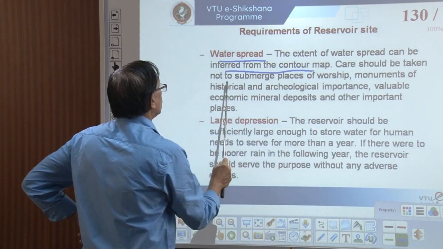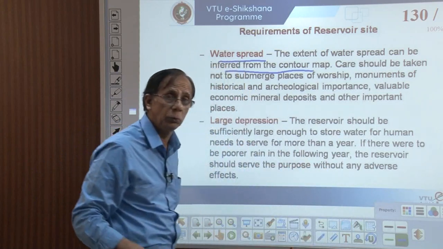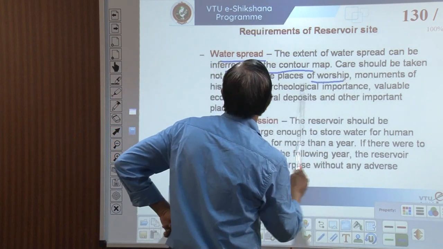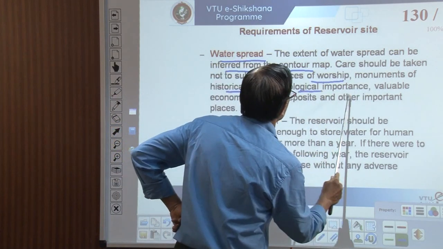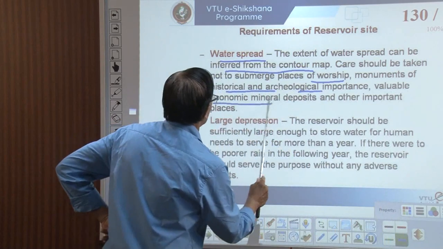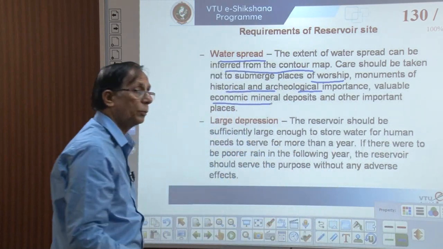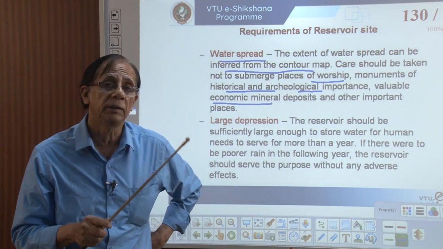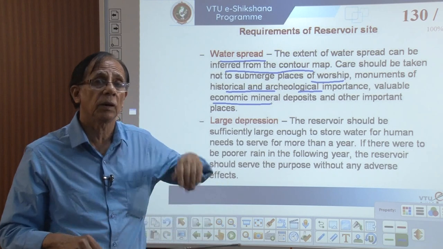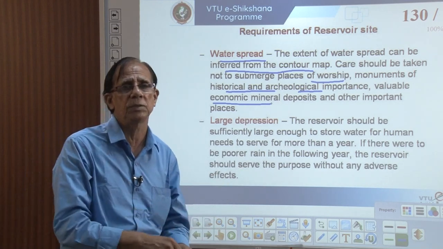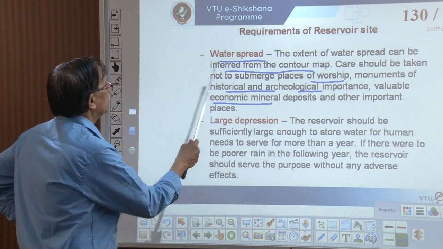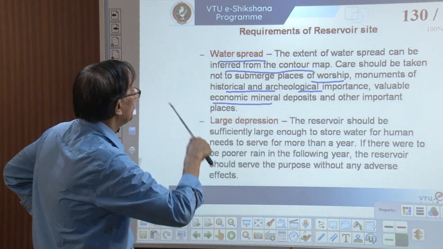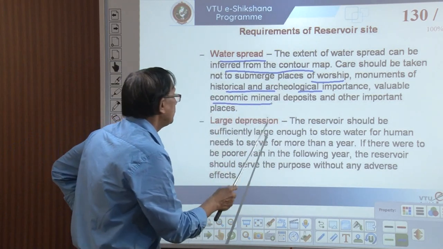Care should be taken not to submerge places of worship during planning submergence. Monuments, places of worship, historical, archaeological, UNESCO identified sites, economic mineral deposits, and other important places should not be submerged. That care we have to take. Therefore, while designing a reservoir storage, all these points we have to consider. Then we decide upon water spread and we infer based on the contour map and preparation of maps of that area.